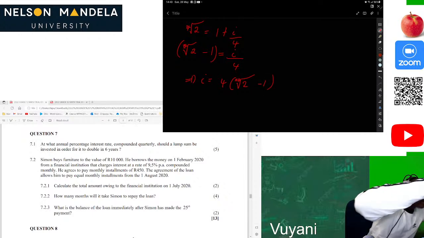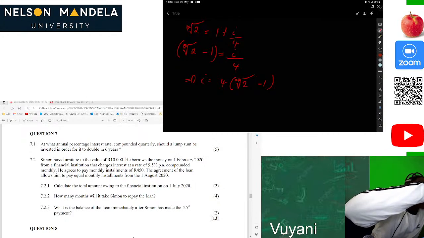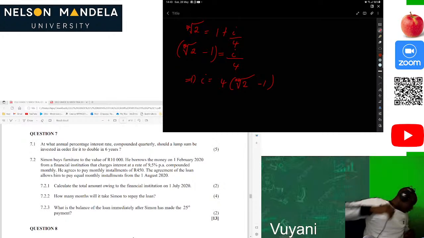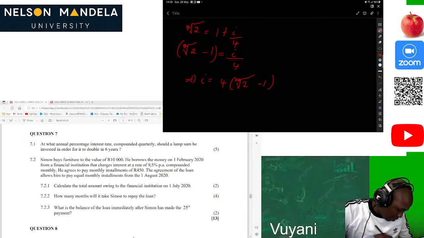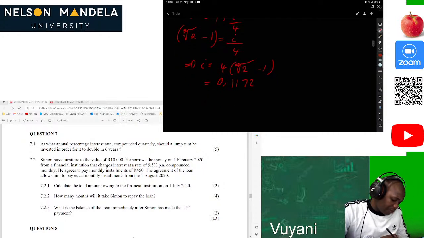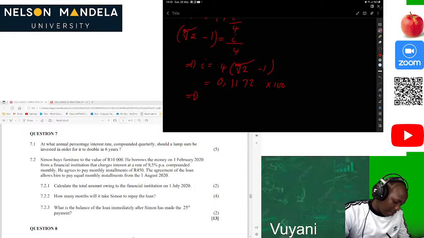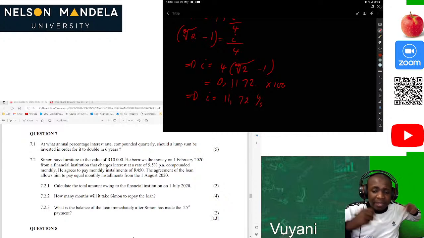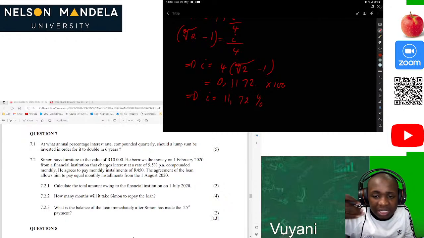Then we use our Casio calculator. Here we are. From that, I am getting our I to be 0.1172. To get a percentage, we multiply this by 100, then our I will be 11.72%. This was easy. 5 marks, we did it in 2 minutes.